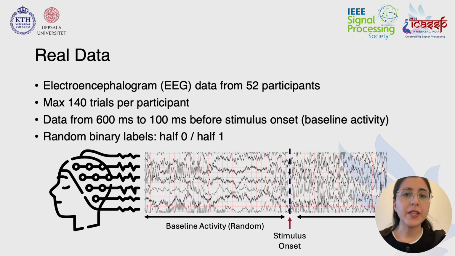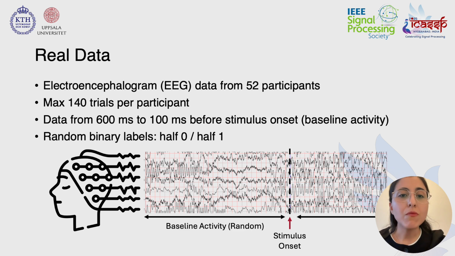So let's start with the real EEG data. Here we use EEG data from 52 participants in an olfactory task, each with up to 140 trials. Note that for EEG signals, we need to train the network per participant. It's very hard to transfer between the participants because of their differences. So this means that for each participant here, we have at maximum 140 trials.